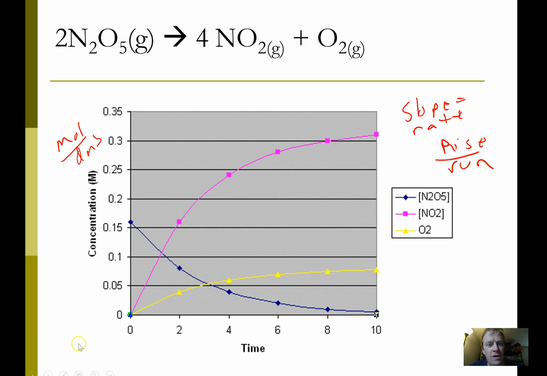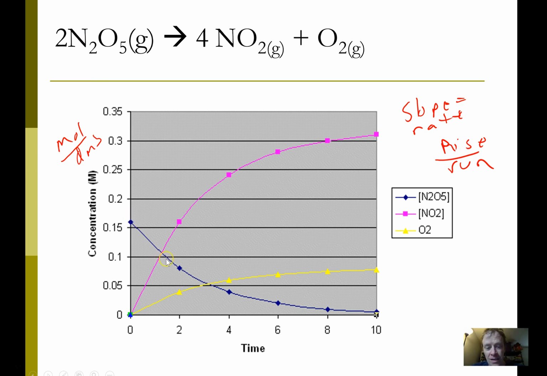And we can notice that the NO2 is going up, we can notice that the O2 is going up. And if we were to measure the slope at any given point in this entire thing until they completely flatten out and the reaction stops or is at equilibrium, the slope of the NO2 graph, if they made this graph properly, should always be 4 times the slope of the oxygen graph.